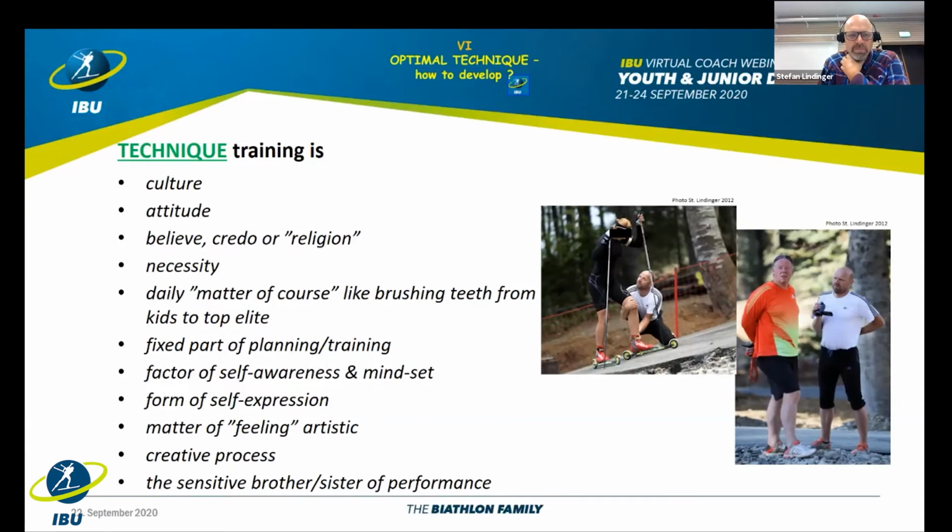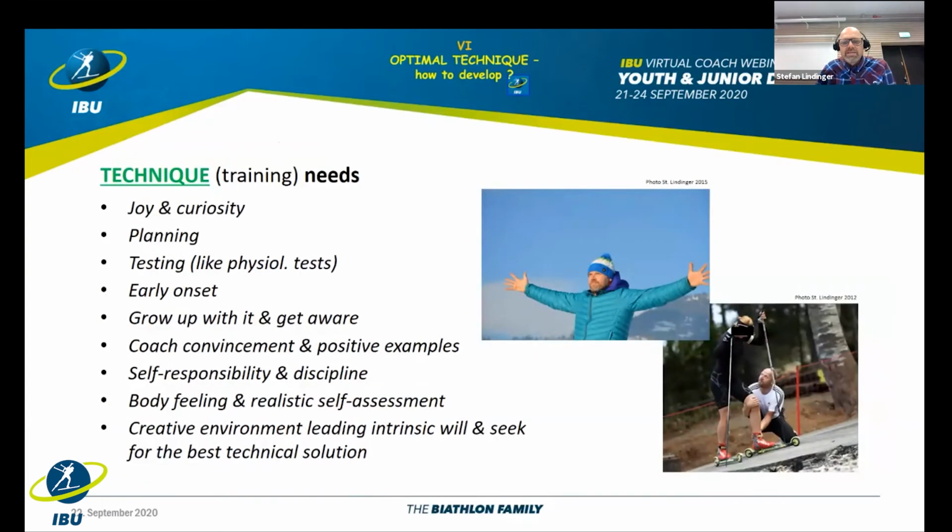It depends a little bit on the country, but in Scandinavian countries, some think it's something like expressing your artistic feeling. It is a creative process, and it's the sensitive brother or sister of performance. So these are some statements which are really crucial to me, at least as a technique coach. What does it need? It needs joy, it needs curiosity, it needs planning, it needs testing. So it should be planned, like a physiological test in your training plan. I don't see so many plans where a technique test is planned.